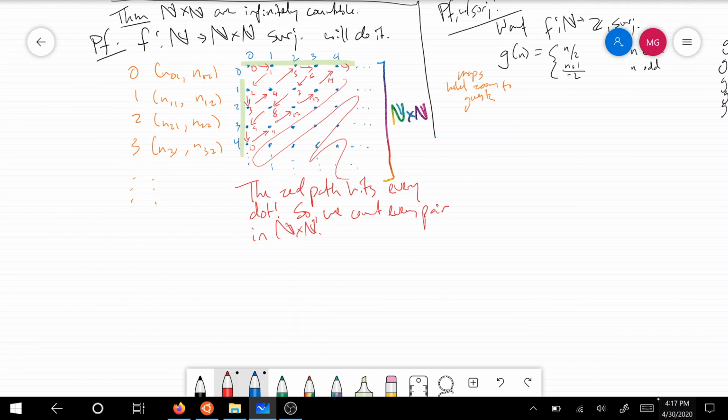So what is that? What do I mean by that? We just found that the cardinality of n times n is less than or equal to the cardinality of n. So in particular, they must be equal.